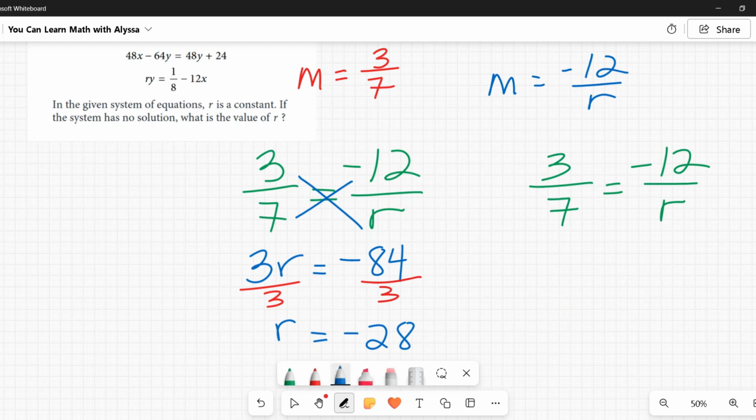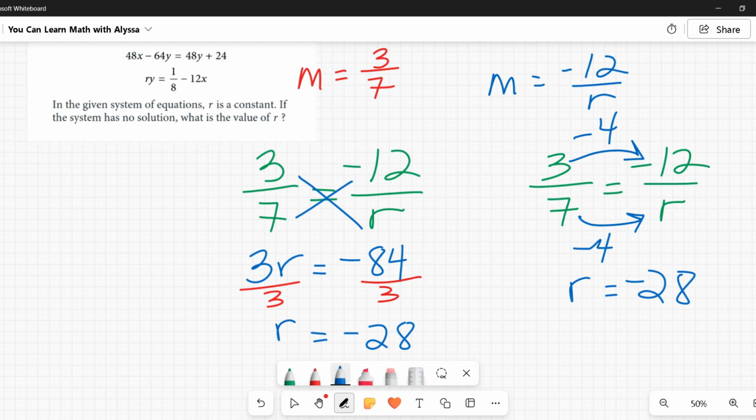This particular case, however, we can use that shortcut and say 3 times what equals negative 12? Negative 4. So then I would multiply the same thing on the bottom. 7 times negative 4 would equal r. So r is 7 times negative 4, or negative 28.